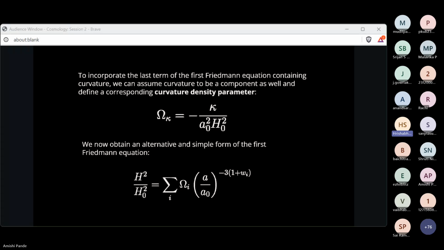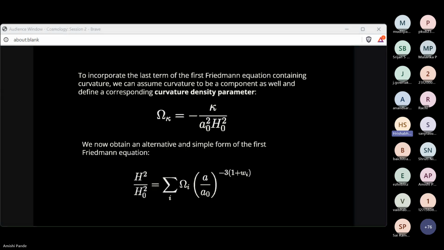So we have defined the curvature density parameter, which is minus kappa a naught square by h naught square. Please focus on the naughts there. It's a naught and h naught. In the definition of the first Friedman equation, the second term had minus k by a square, if you remember. Since we want our density parameters to be dimensionless, we are using omega k instead, with a naught and h naught, the current values or constant values, the things which are not dependent upon time.